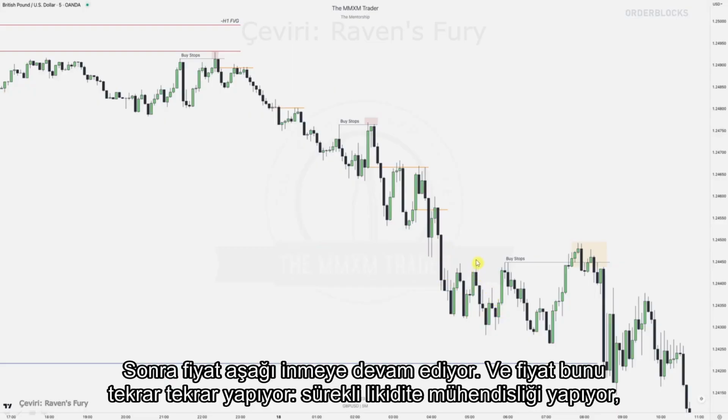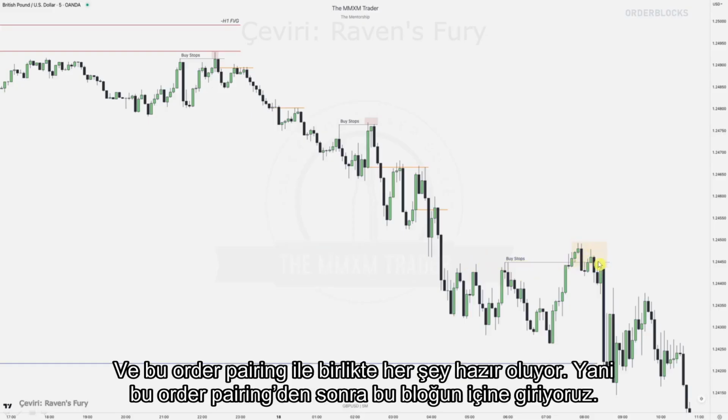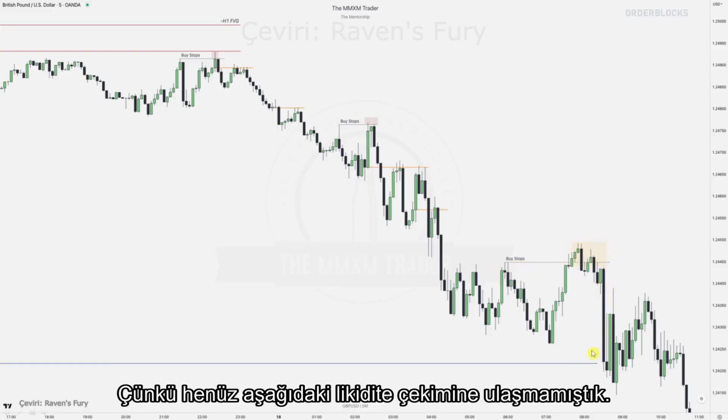And price keeps doing this. It keeps continuing to engineer liquidity to pair up orders. Again over here, relative equal highs, right? Buy stops being paired up over here, and with this order pairing, it's good to go, as we had not hit that draw on liquidity yet down here.